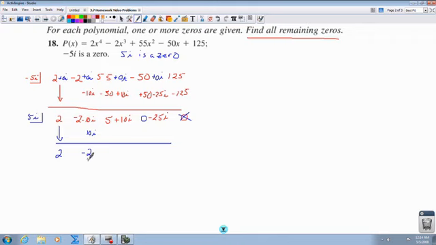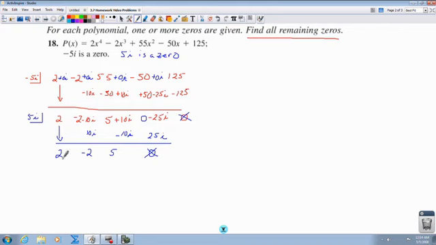Negative 2 times 5i is negative 10i. Look at that again. The negative 10i and positive 10i canceled. The only thing left is 5. And 5i times 5 is 25i. Look at that, the i's cancel again. The only thing left is 0, and that's your remainder. Now, we are asked to find all the remaining zeros.